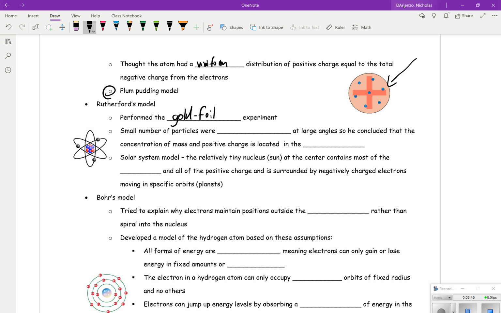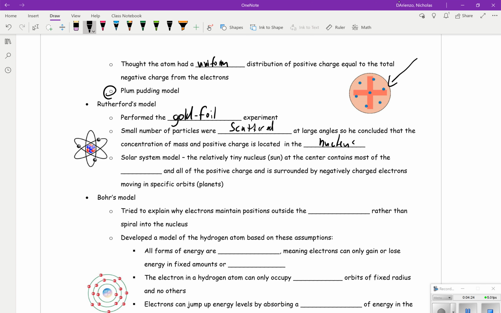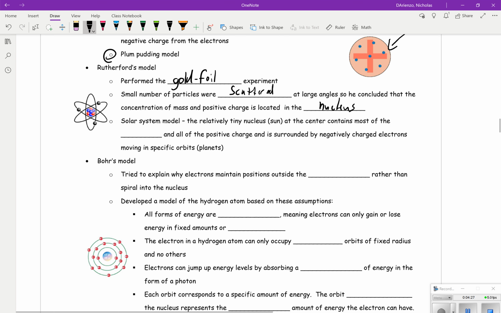And he expected most of these to just move straight through or get deflected maybe a little bit from some of the Coulomb forces in there, but they weren't. There were a small number of particles that were scattered or deflected at really large angles. So that led him to conclude that the concentration of mass, and therefore positive charge, because he was directing positively charged alpha particles towards the foil, is located in the nucleus. And this directly contradicted what Thomson had thought.